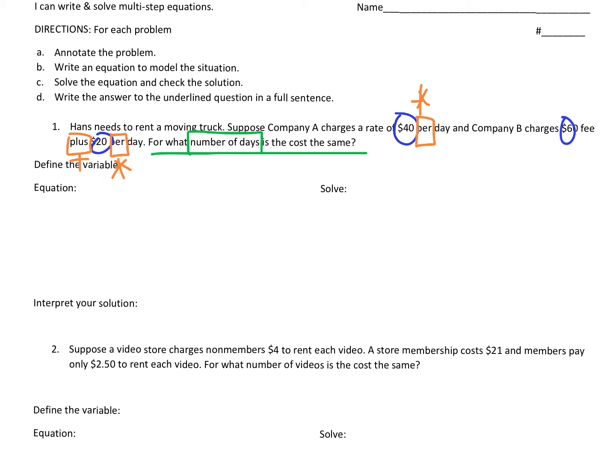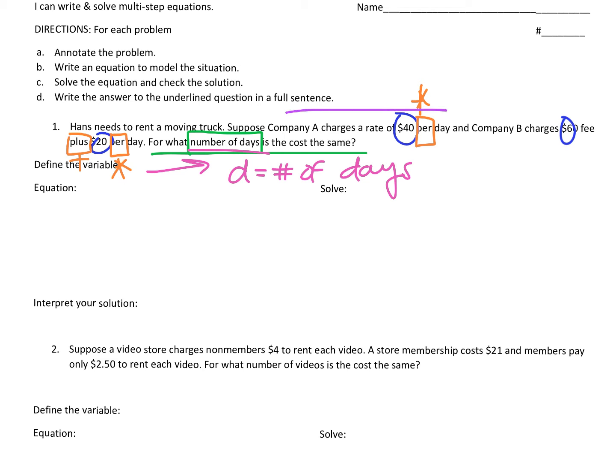So C-U-B-E, next step is to write the equation. Before we can write the equation though, we always have to define the variable. The variable is going to be what we're solving for. We need to find number of days, so I'm going to say D is the number of days it will take for them to be the same. And then that equation. And our equations go pretty quickly.